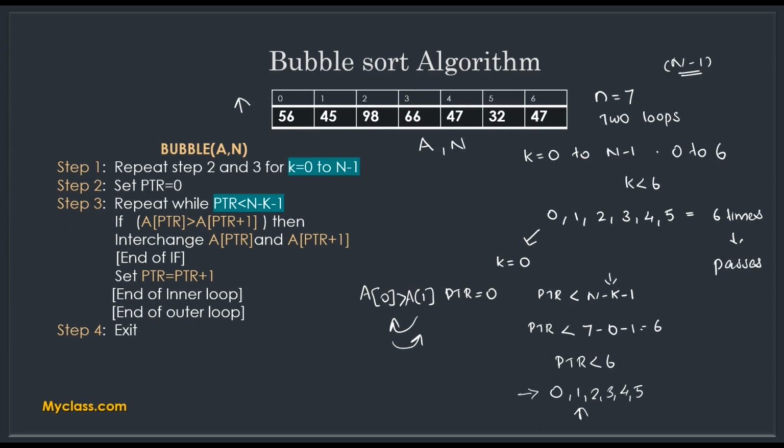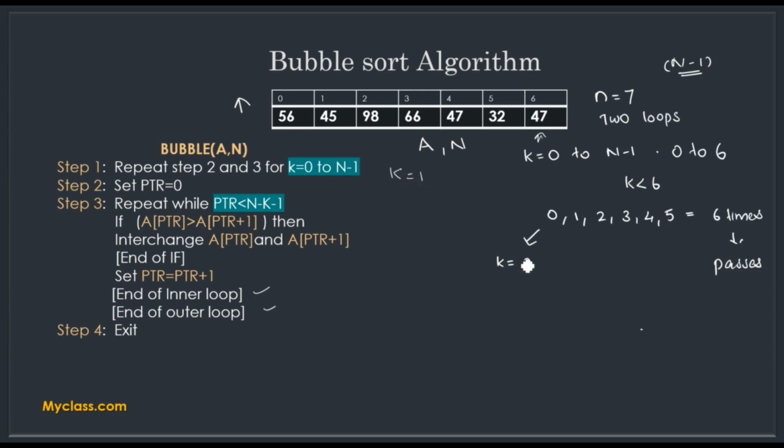So after the first pass, that is k equal to 0, our biggest element should be in the correct place, in the very last place. Then we are going to the next pass, that is k equal to 1. When k equal to 0, the inner loop is working 6 times.